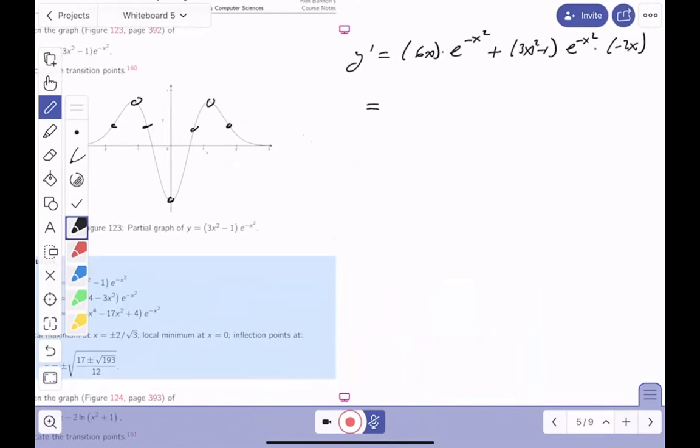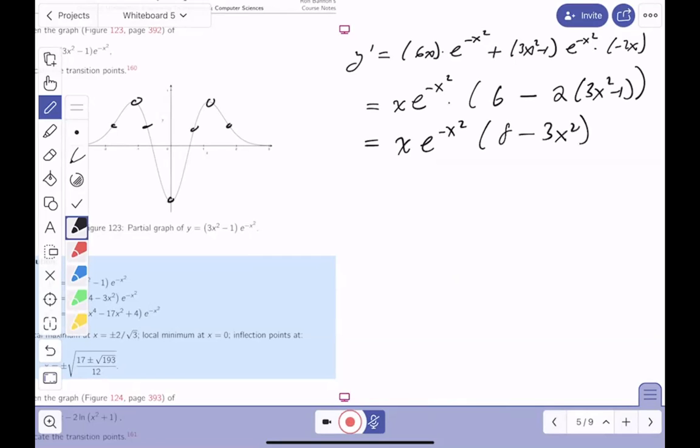I'm going to factor this, and I'm going to factor out an x, and I'm going to factor out e to the minus x squared. And what do you get there? You're going to get 6 minus 2, 3x squared minus 1. Yep, you need algebra skills. This is x, e to the minus x squared. And this would be what? 6 plus 2, which is 8, minus 3x squared. Mistakes happen all the time, by the way.